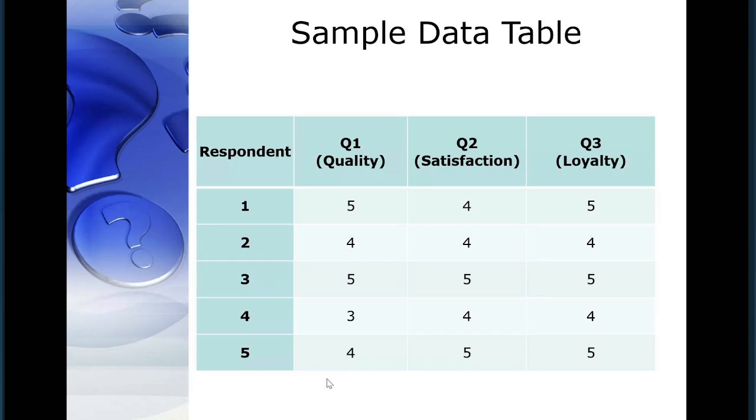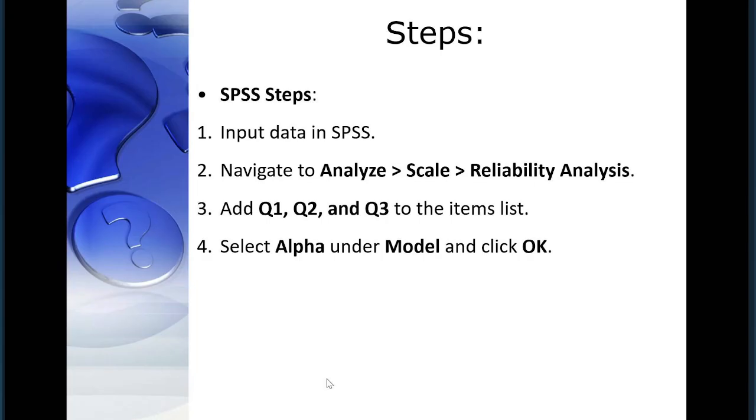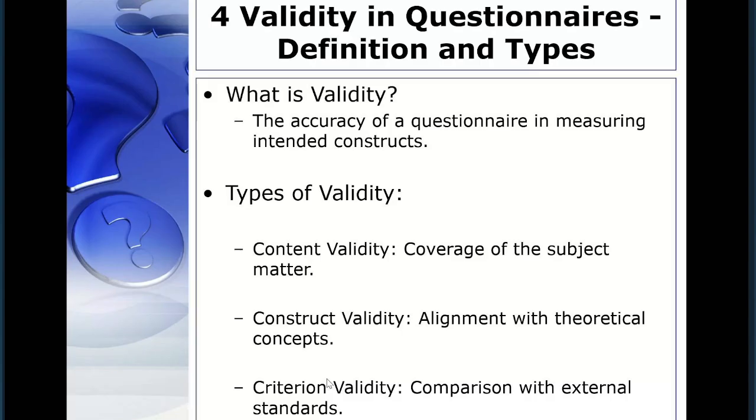Now you can perform these steps as I have mentioned earlier. You can input the data in SPSS, navigate to analyze by clicking the tab, then click scale, then click reliability analysis, add all 3 questions to the item list, select alpha under model and click OK. So the activity reinforces calculating internal consistency across survey items, helping ensure reliable data on consumer behavior. Now, validity in questionnaires, definition and types.